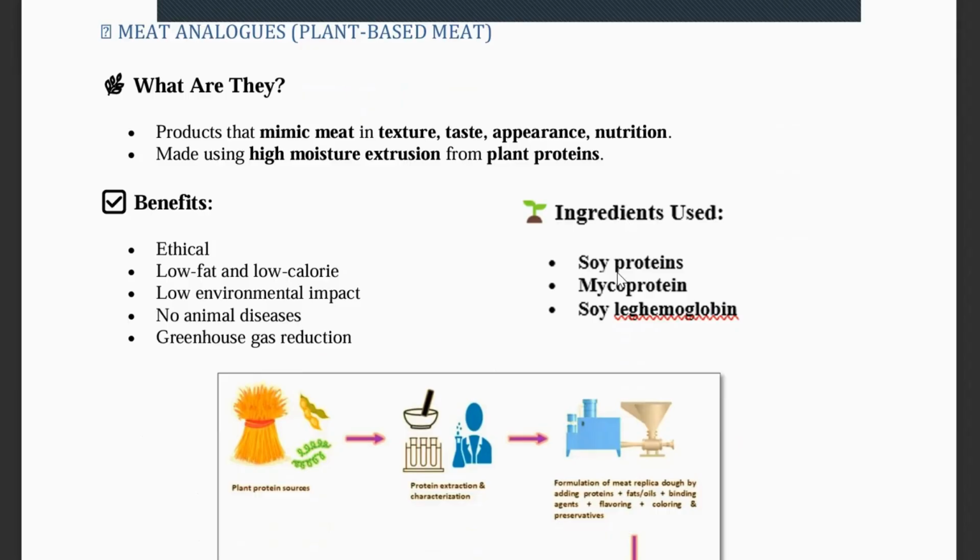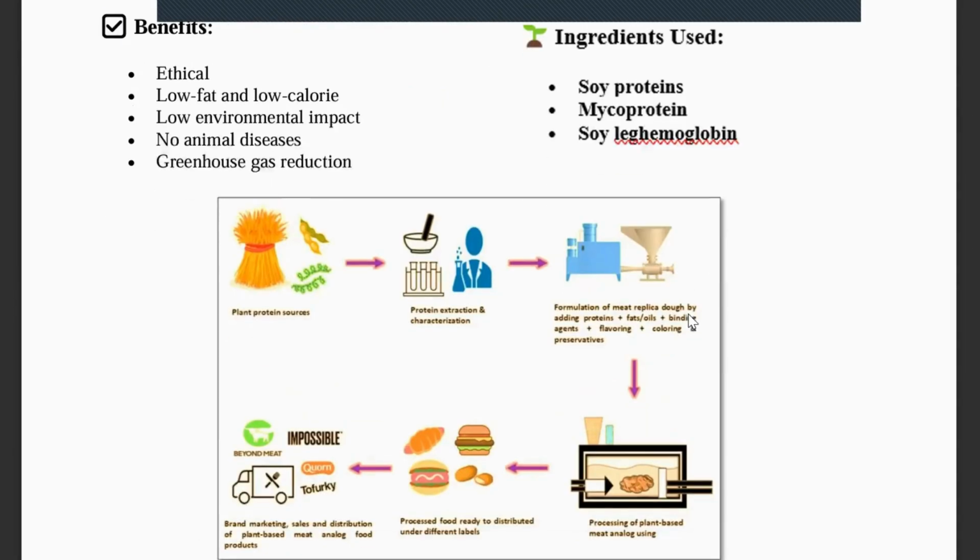Ingredients used in this are soy protein, mycoprotein, soy legumin. From plant-based sources, protein extraction is done and the characterization. Formulation of the meat replica dough by adding the protein, fats or oils and binding agents, flavoring or coloring, and some preservatives are added. And finally, processing of the plant-based meat analog using this machine. And finally, the processed food is ready for distribution under different labels.